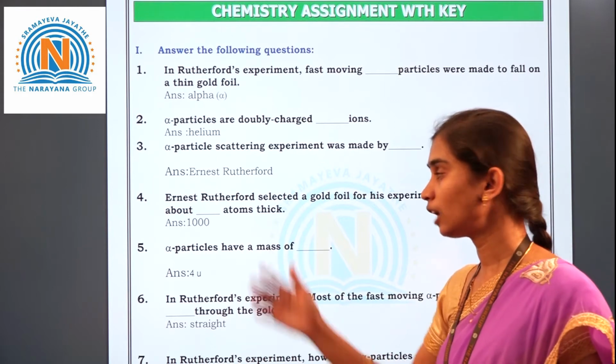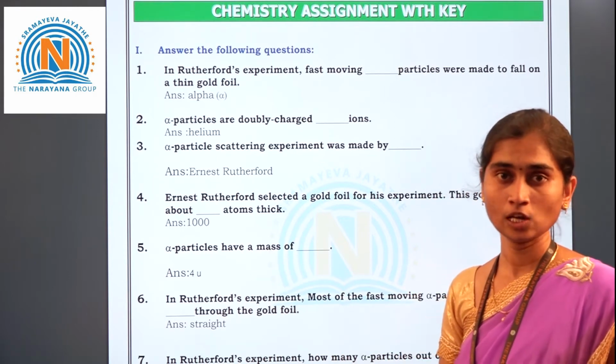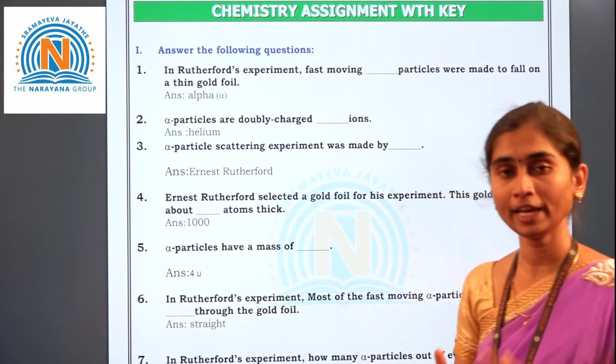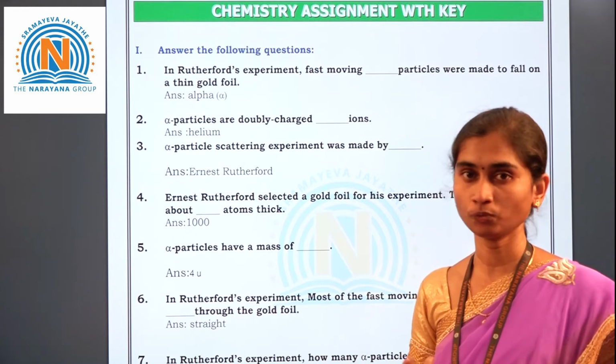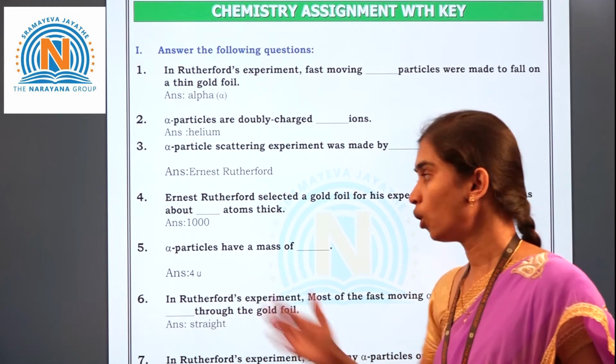Next question: alpha particles have a mass. How are we representing the alpha particle? He2+, right? So what is the mass of helium? It is 4, right? So 4 u.